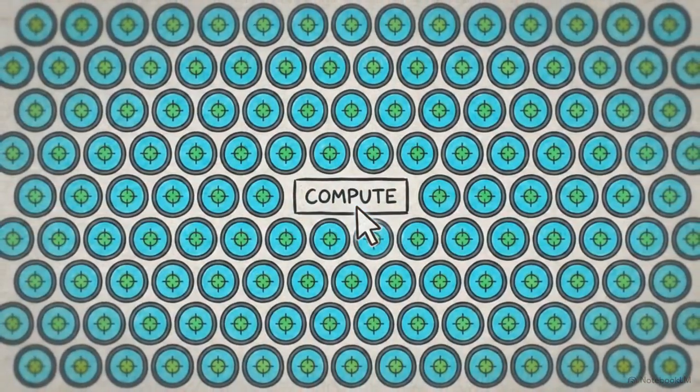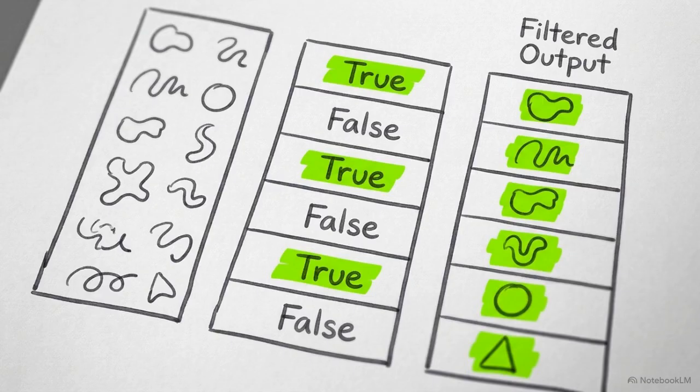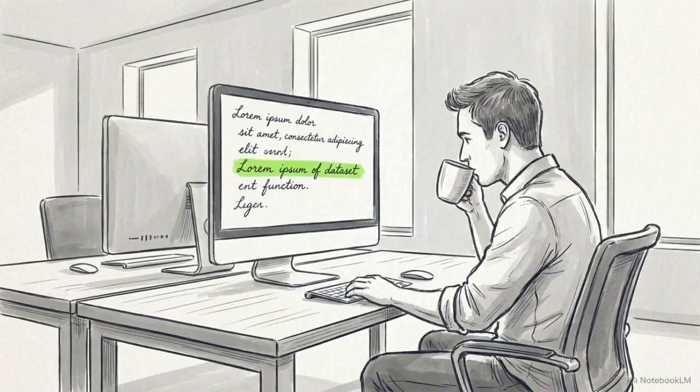loop. For filtering, the compress function allows you to use a list of Booleans as a mask, stripping out unwanted data points in a single operation. These tools transform code from a series of manual instructions into a continuous pipeline, improving both readability and execution speed.